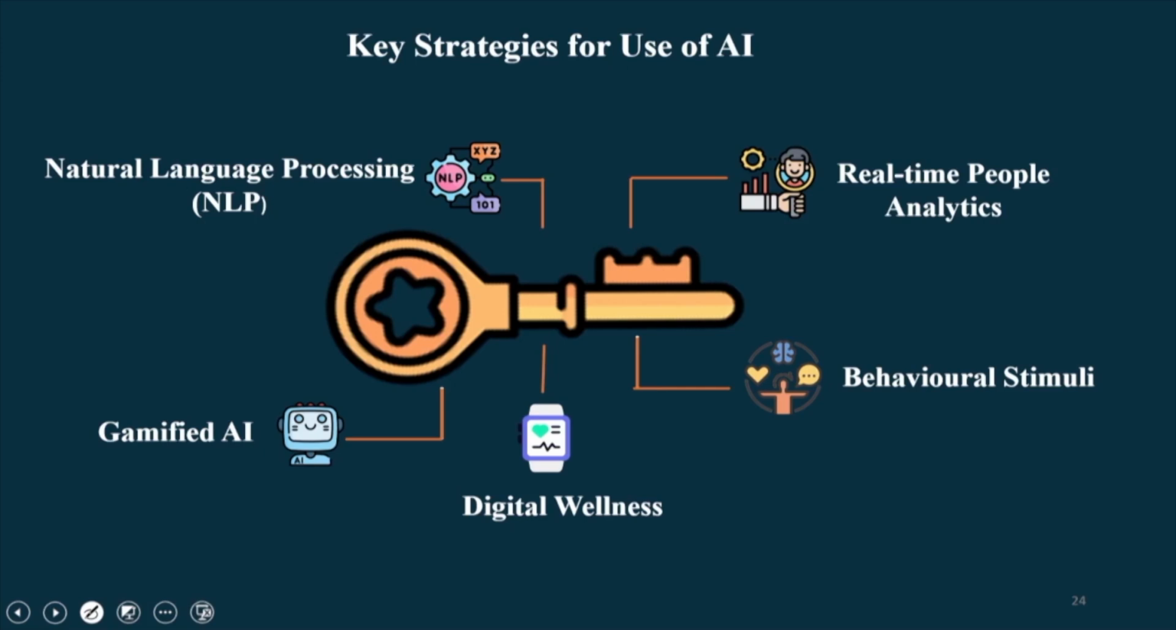Now we'll quickly look into the key strategies for use of AI. We have the most prominent, NLP, natural language processing. We have real-time people analytics. We have behavioral stimuli, and we have digital wellness and gamified AI. Let's look into NLP.